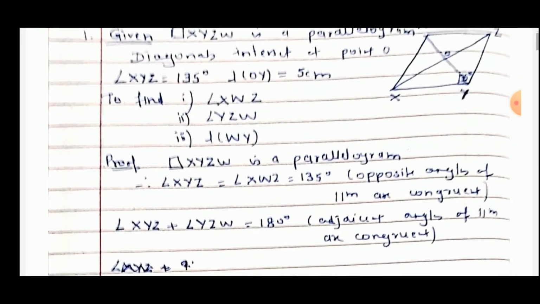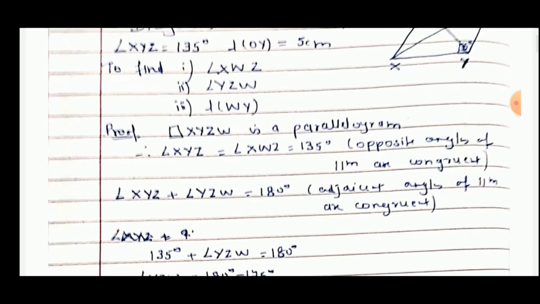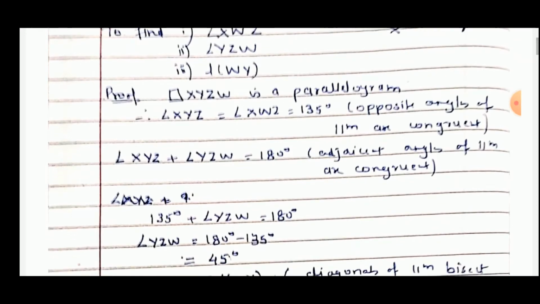The quadrilateral XYZW is a parallelogram. Therefore, angle XYZ is equal to angle XWZ is equal to 135, opposite angles of the parallelogram are congruent. Now, angle XYZ and angle YZW, their sum is equal to 180, adjacent angles of the parallelogram are supplementary.